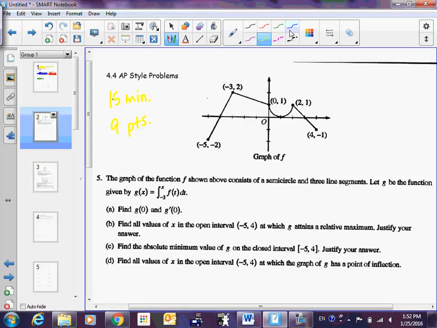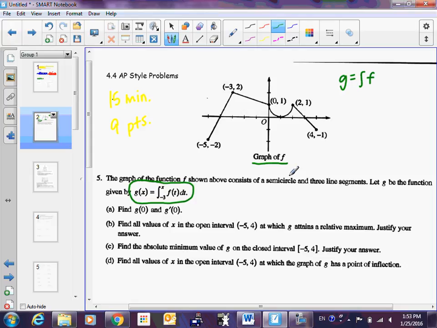The first thing we're going to do is write out what we have. Here's the graph of f. We have 3 line segments, a semicircle, and then they give us this formula, which I know is probably going to be important. So over here, I am going to write that formula out in shorthand to refer back to. G is the integral of f. And since this is the graph of f, how do you integrate a function based off of its graph? What are you doing?